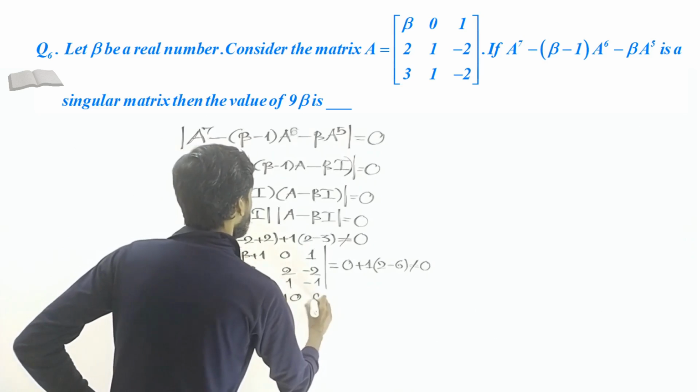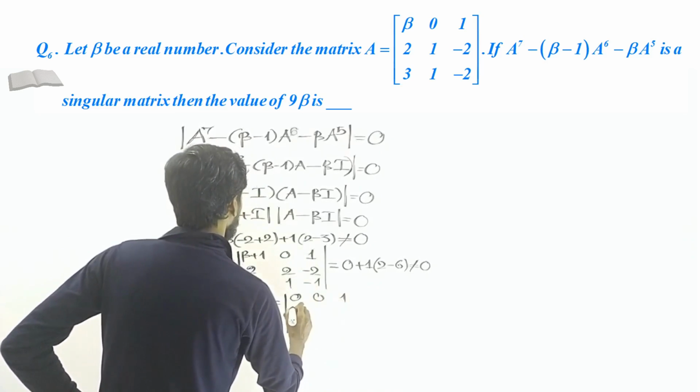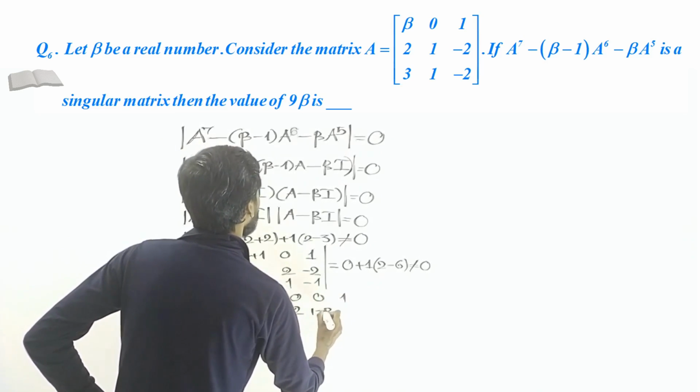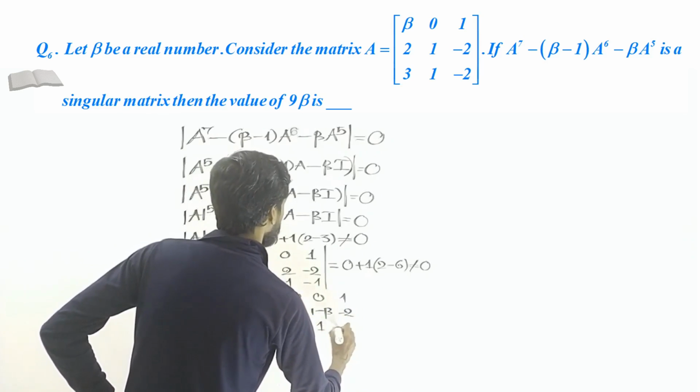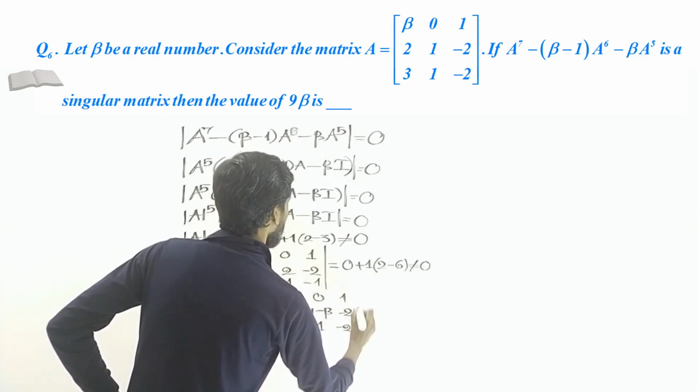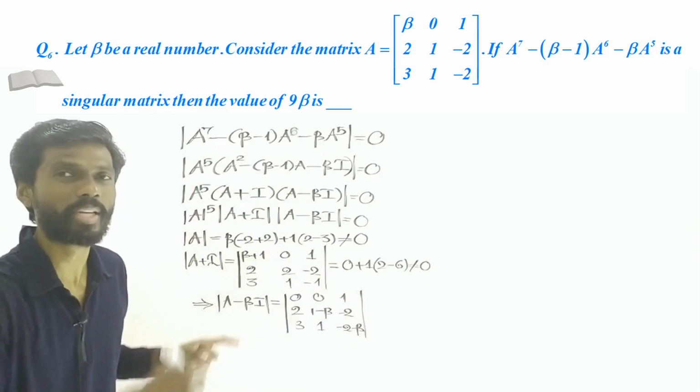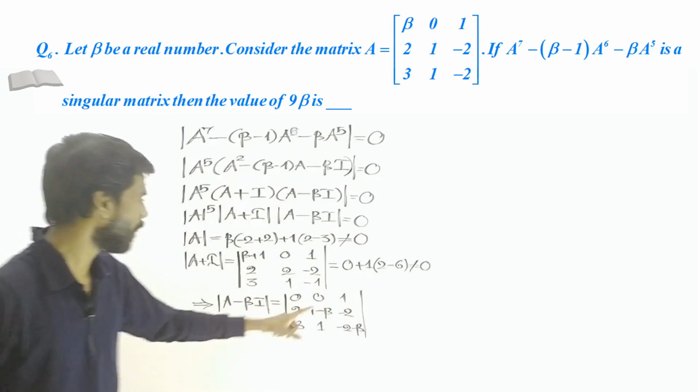So the matrix is 0, 0, 1, and 2, 1 minus beta, and then minus 2, then 3, 1, minus 2, minus beta. Now from the diagonal elements we subtract beta. That's all. That's the meaning of A minus beta I. So find the value of the determinant. That's very easy to find.